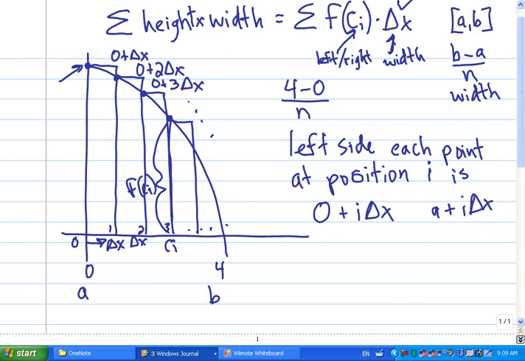Anybody heard of Riemann? All right, watch a few math movies. You'll hear his name mentioned, like in A Beautiful Mind and Good Will Hunting, that kind of stuff.